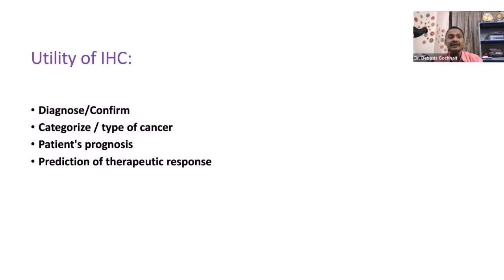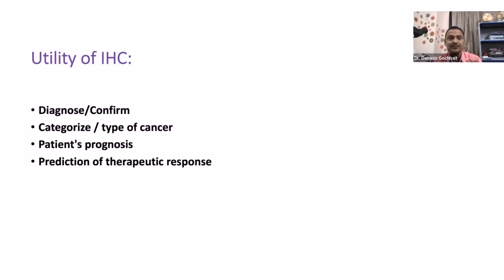Now, the fourth category is prediction of therapeutic response. Again, I will give you the same example. Suppose ER is positive, we can give estrogen receptor therapy. If HER2 is positive, then we can give Herceptin. So you see ER is a prognostic marker, whereas HER2/neu is a prediction of therapeutic response marker. If HER2 is positive, that means Herceptin can be given. If HER2 is negative, Herceptin cannot be given. That is how it helps us.